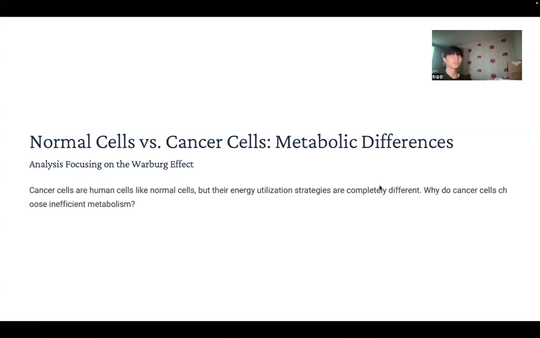Hello everyone, today I'm going to explain the metabolic differences between normal cells and cancer cells with a special focus on the Warburg effect. We will look at why cancer cells consume glucose in a completely different way from normal cells and how this metabolic shift supports cancer growth and immune invasion.